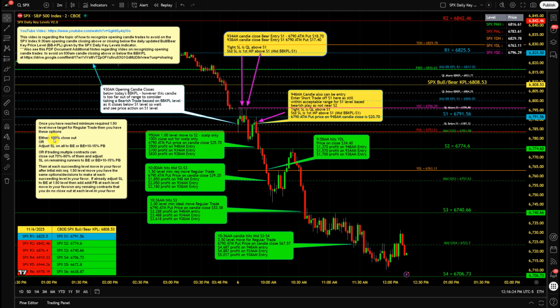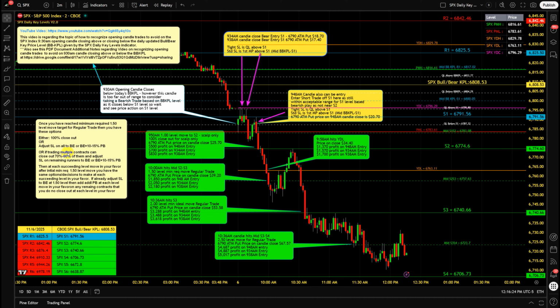Your first option is 100% closeout, closing out all your contracts regardless of how many contracts you're trading. The second option is to, instead of closing out, adjust your stop loss on all contracts to break even. What that means at this point is, initially your stop loss on the entry is a level-based stop loss. Whereas now, when the adjustment is done, we're adjusting the stop loss to the option price.